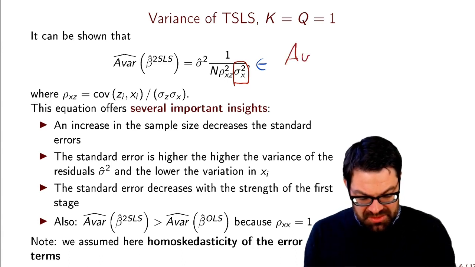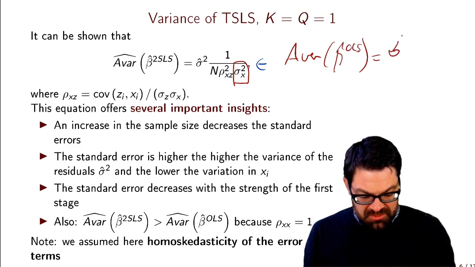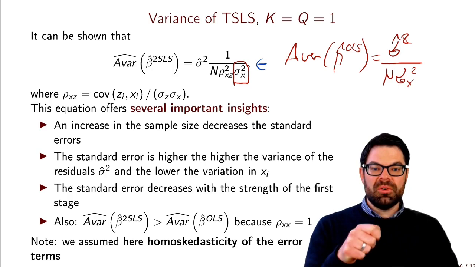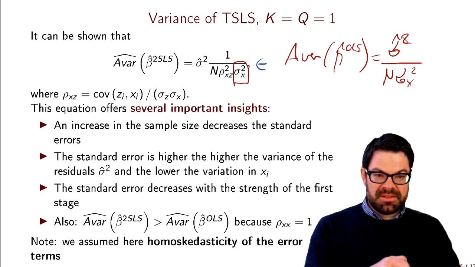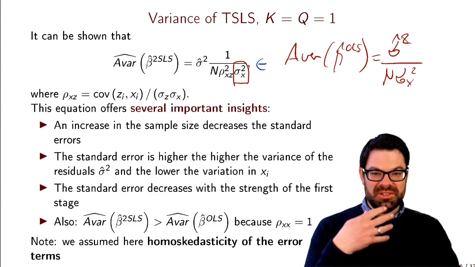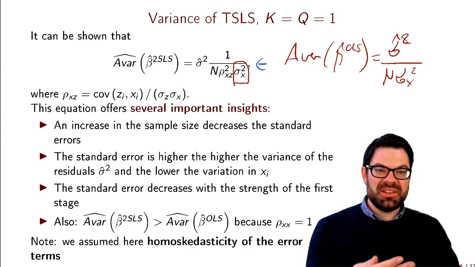That would be the same in an OLS. So for OLS, the asymptotic variance of the OLS estimator would be simply sigma hat squared divided by n times the variance of x. The additional term here is the correlation between x and z, as in the first stage. And that correlation is not exactly the first stage, but it's related to the first stage.